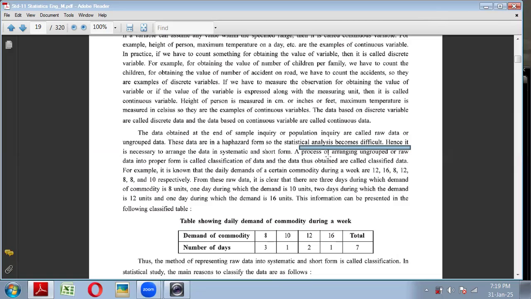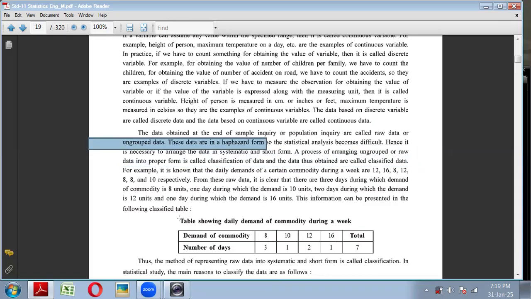So what is classified data? Let me highlight the point so that you will understand. The process of arranging ungrouped or raw data in a proper form is called classification of data, and the data thus obtained are called classified data.